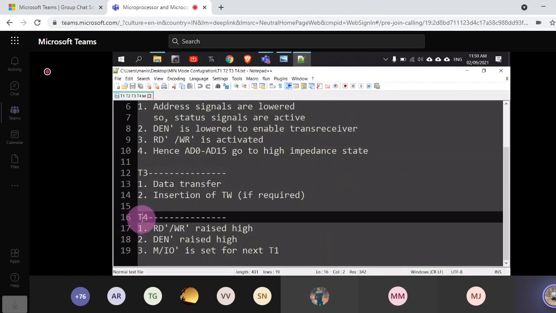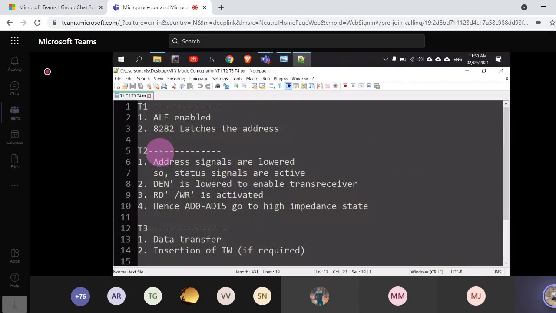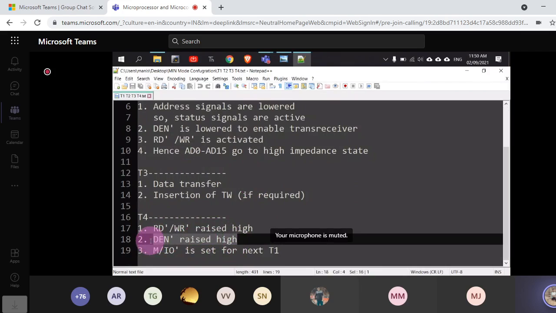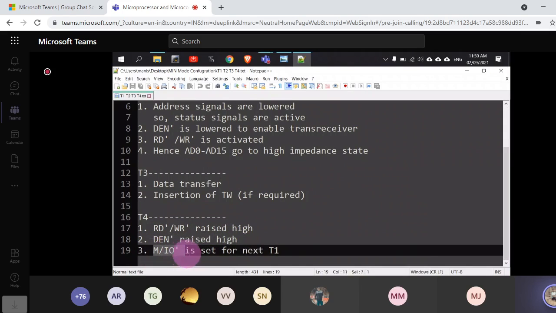And then in the T4 state, these read and write bar signals are raised high. That means they are deactivated. We had activated them in the T2 state, so in the T4 state they will be deactivated. DEN bar will also be raised high because we want to deactivate that. And this memory/input output signal is set for the next T1 cycle.